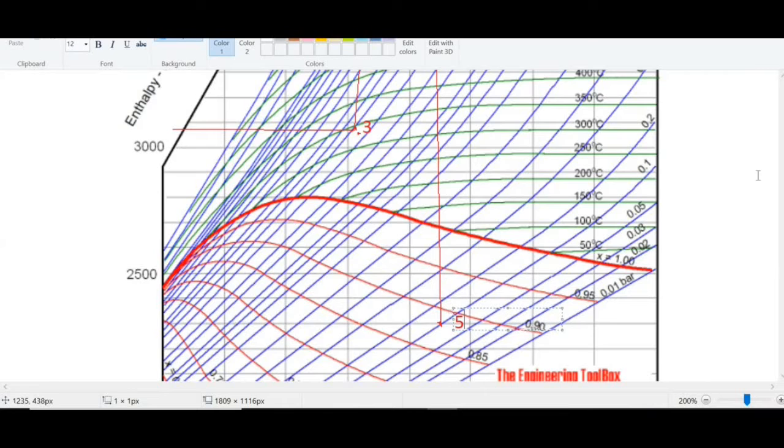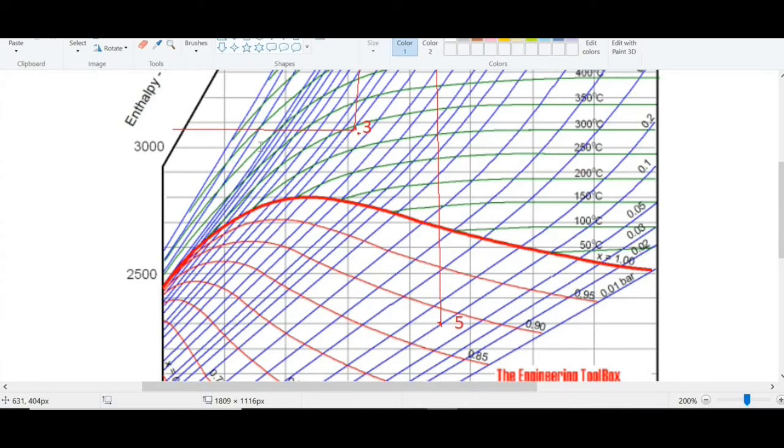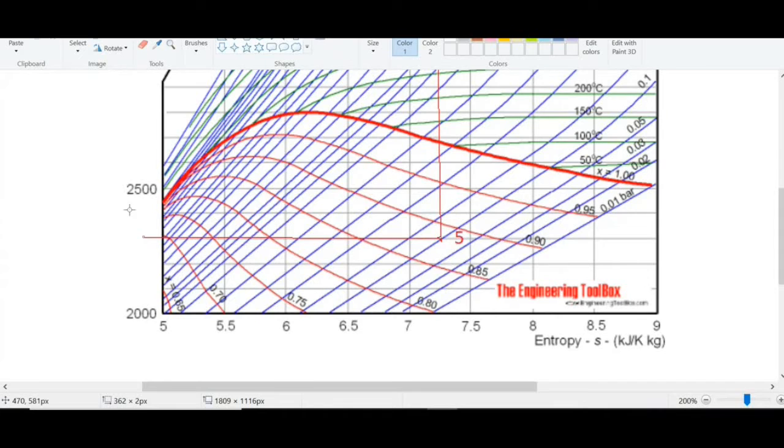Now for this point 5, again we have to find out what is the enthalpy at this point. So how to find out? So again we will draw here one horizontal line, and what is the enthalpy? So if we observe, here is 2000 and here is 2500, that is here is 2100, 2200, and here is 2300. So H5 is equal to 2300 kilojoule per kilogram.